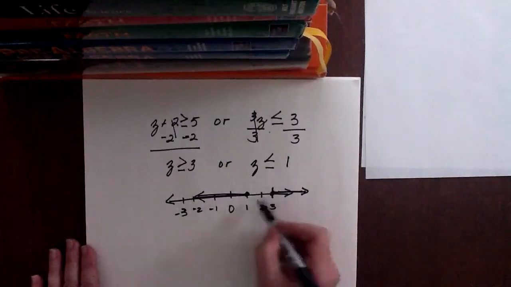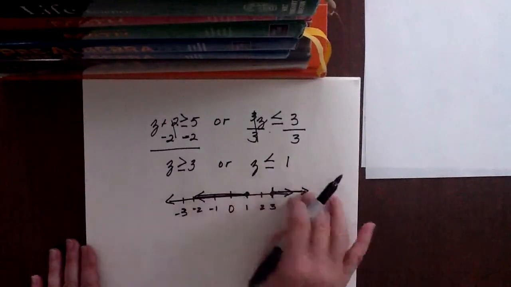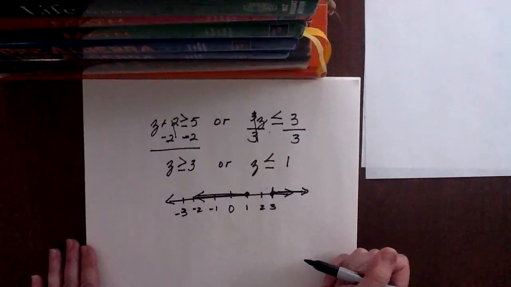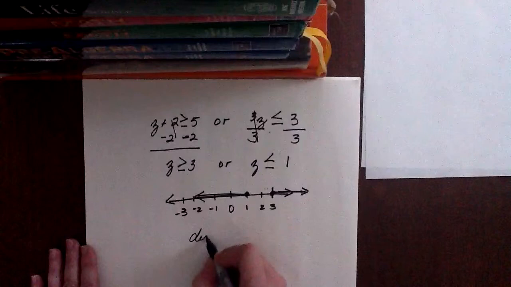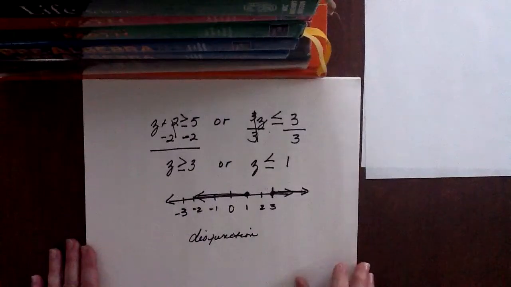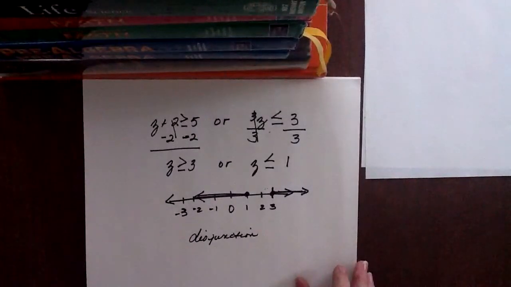As you notice, there's nothing in between. They don't meet at any point. There's no union like there was in the conjunction. And this is how you would graph a disjunction. Again, these are covered in Chapter 5, Section 5.